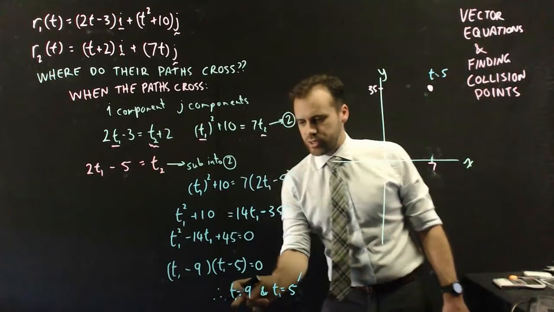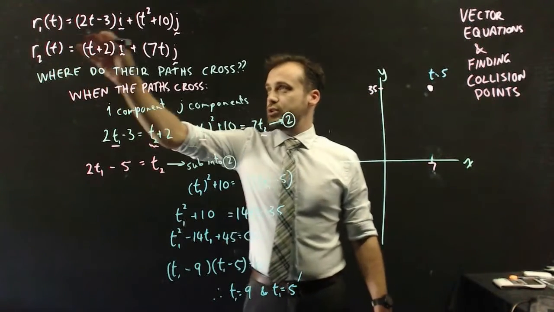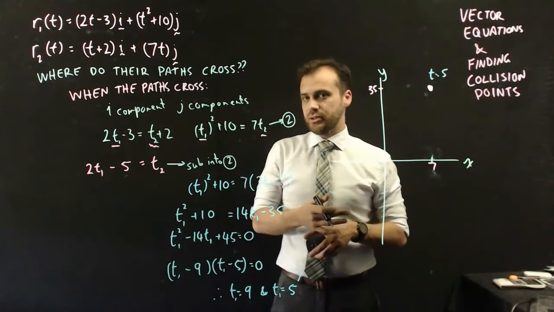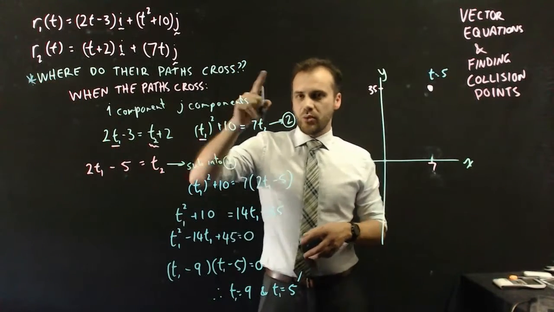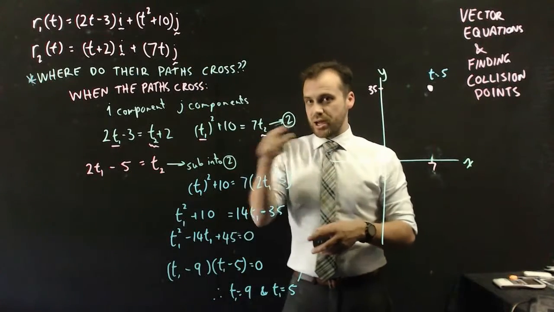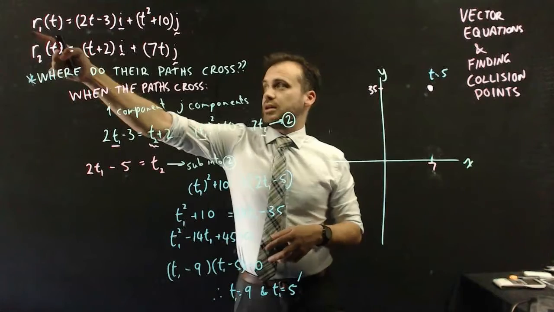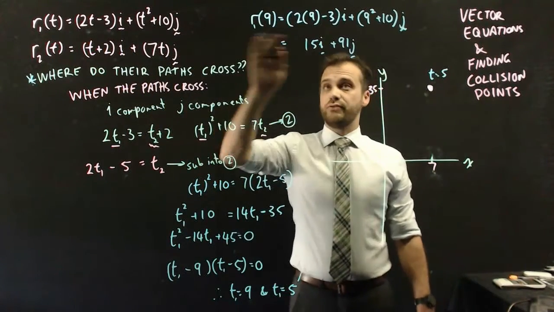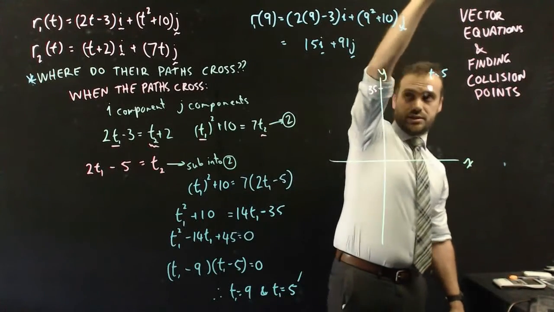But that time 1 equals 9, that's the time at which this first particle crosses the path of the second particle. So the question we were asking was, where do their paths cross? This gives us the time at which the first particle crosses the path of the second particle. So we just need to sub 9 back into our first particle. There. So we've subbed 9 into our first particle. 15i plus 91j, that's way over there and way up here somewhere.